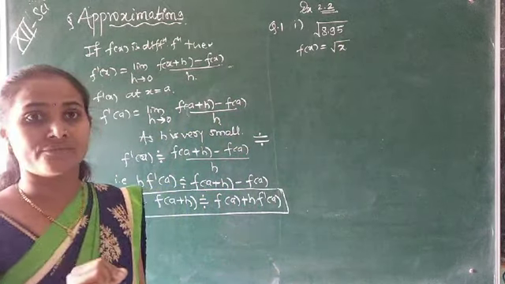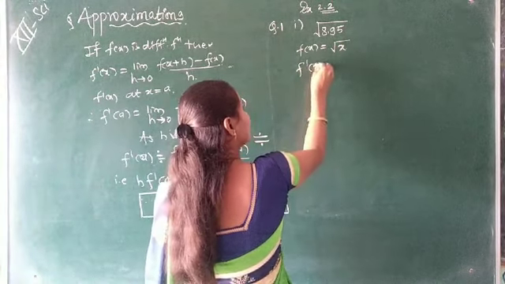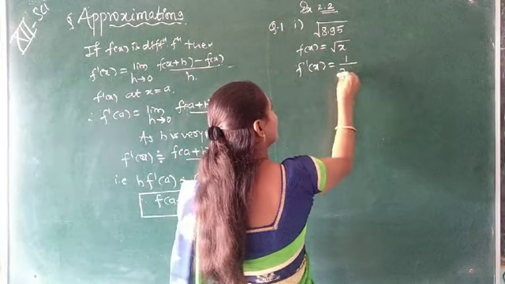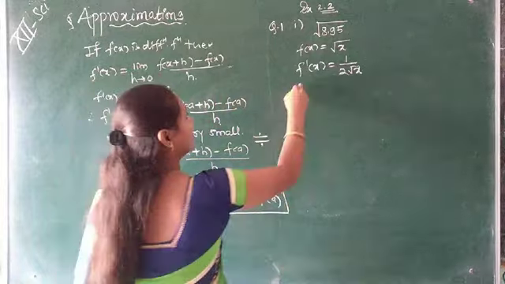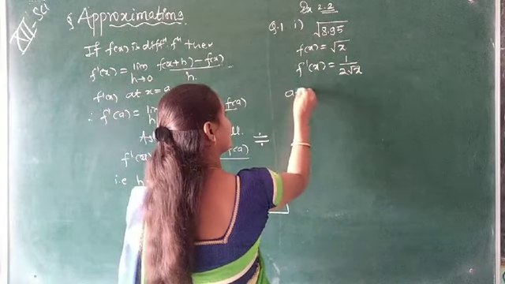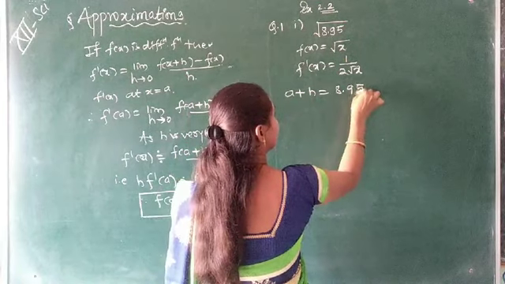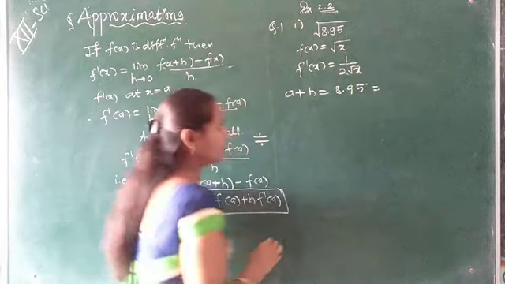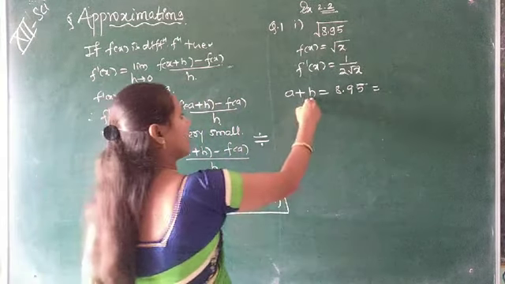Here a root function is given, so f of x is equal to root x. Take the derivative, then f dash of x. What is the derivative of root x? 1 upon 2 root x. Now here take the value of a plus h. A plus h means that value, that is 8.95. Now we have to split this 8.95 into a and h.